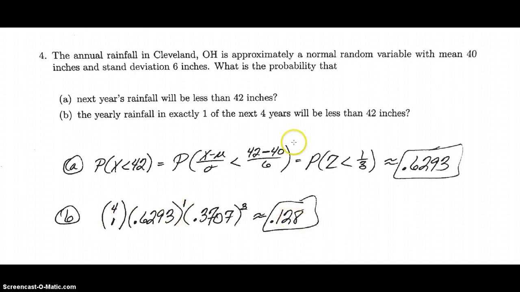12.8%, which sounds reasonable, certainly, because we know if it would be a 50-50 chance, it would be 1/16, and we do have a little better chance of that, of getting rainfall in a year.